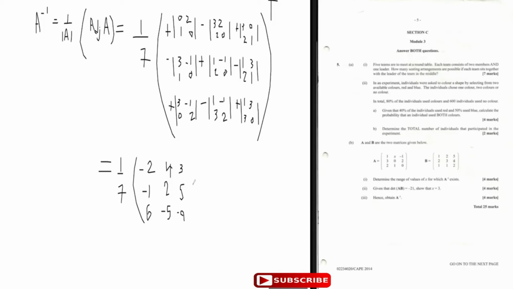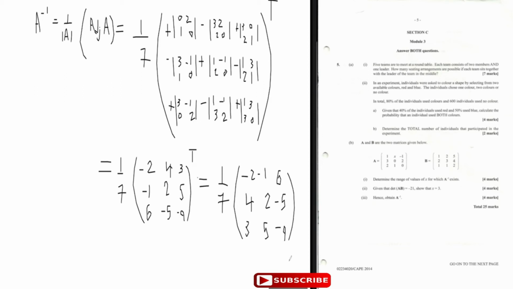And then we transpose this. So now we can write what A inverse is. A inverse is 1 over 7 times, when you transpose it, minus 2, minus 1, 6. Then 4, 2, negative 5. Then you're going to get 3, 5, negative 9. Nice and easy.